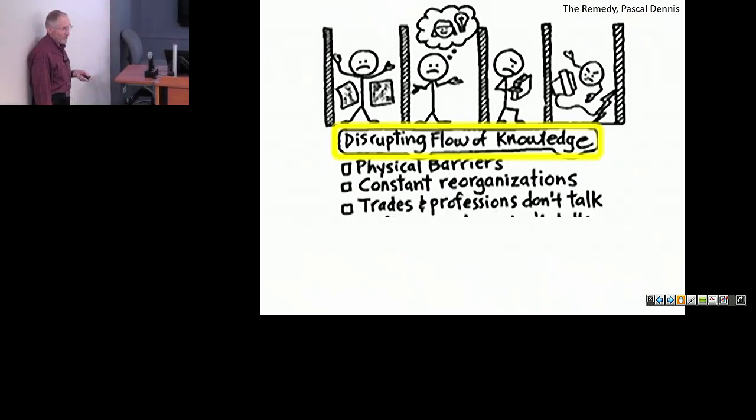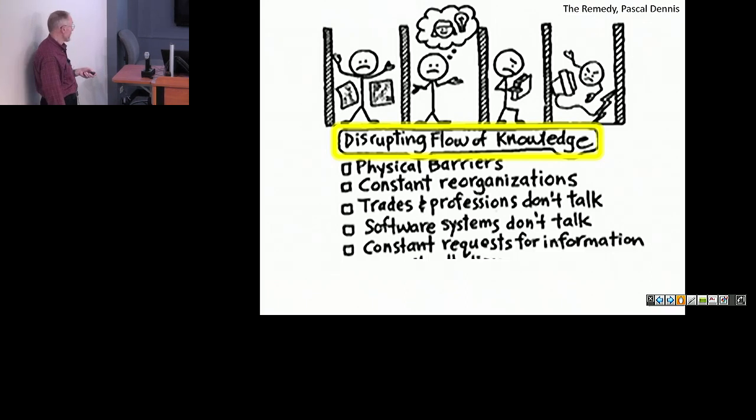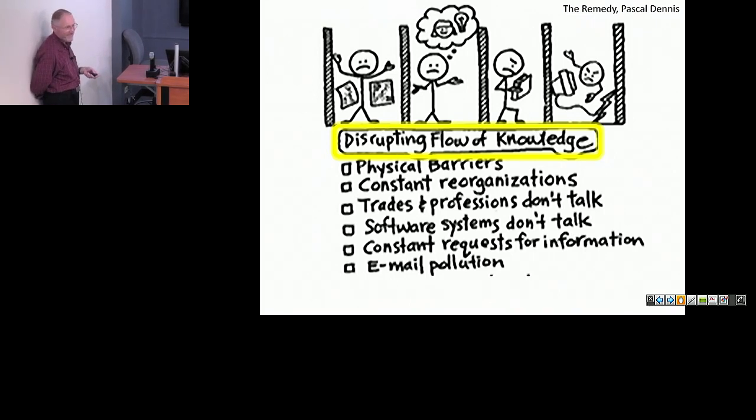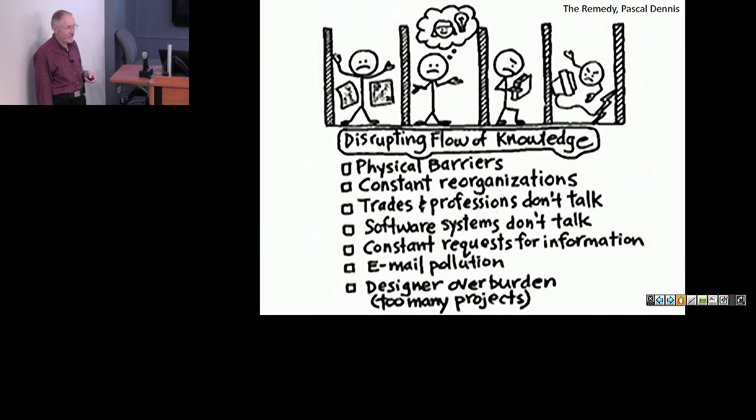Trades and professions don't talk. Electricians don't talk to electrical engineers. So those are barriers. Software systems don't talk to other software systems. Constant requests for information. Email pollution. So, disrupting the flow of knowledge. Designer overburdened, too many projects. You're assigned to five teams, so you spend all your time trying to get up to date before the next meeting. You basically spend your time in meetings and getting ready for meetings, and you don't get anything done. So, disrupting the flow of knowledge.